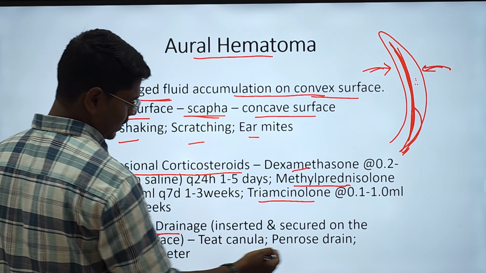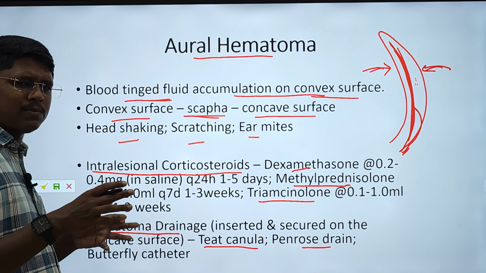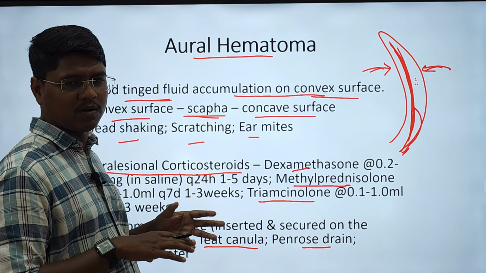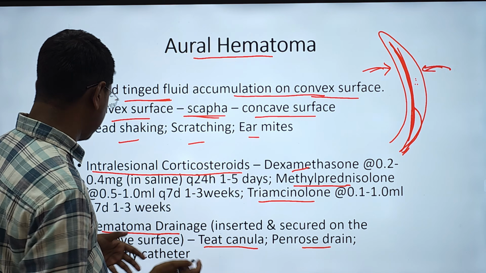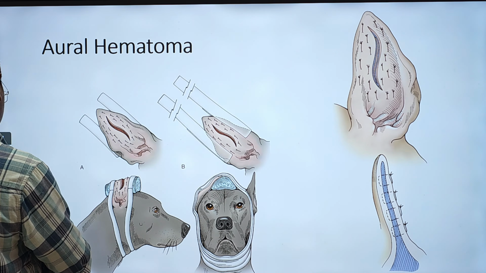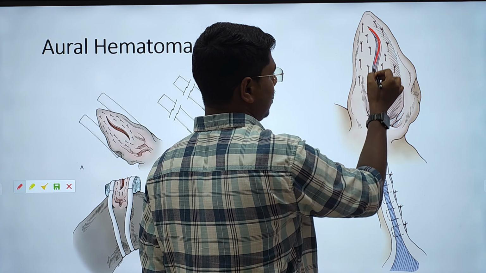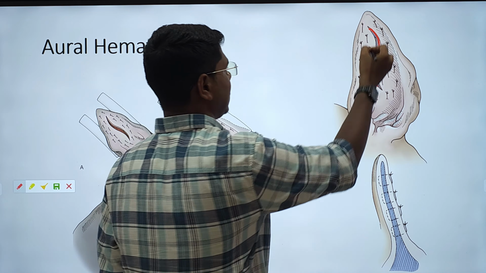You can also use hematoma drainage, like a teat canal pipe, Penrose drain, teat cannula. All those things can be used for drainage, but most of the time it will recur. The best option is to go for surgery. For this surgery, you have to give an S-shape incision, or some surgeons prefer a vertical incision.